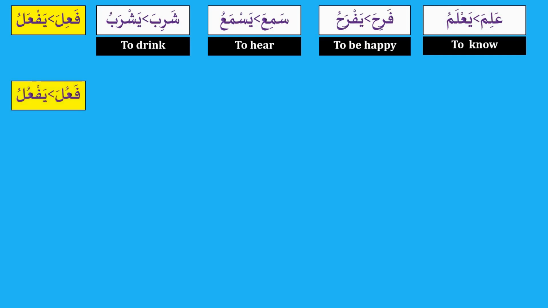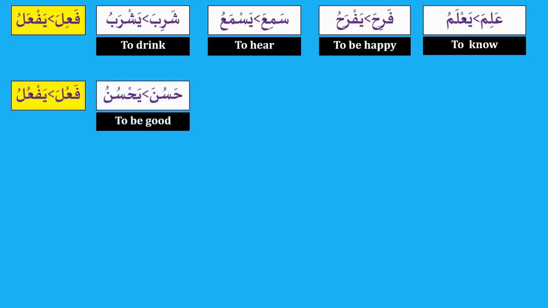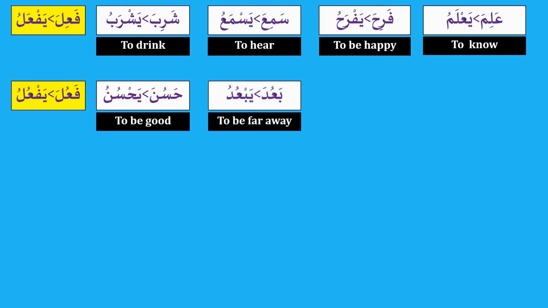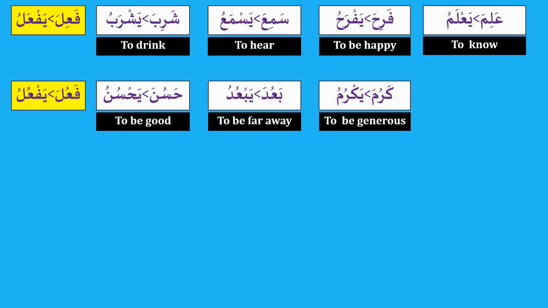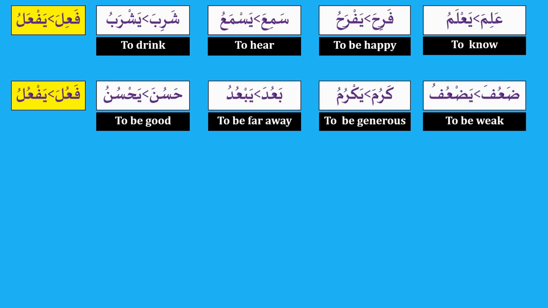And the pattern فعل يفعل, the middle letter gets ضمة and it still gets ضمة in present tense. Examples: حسن يحسن, to be good. بعد يبعد, to be far away. كرم يكرم, to be generous. ضعف يضعف, to be weak.